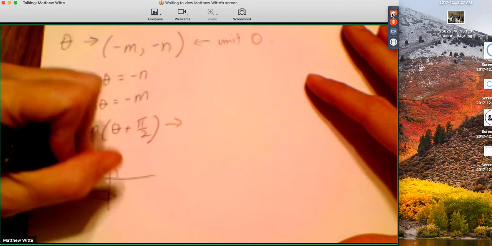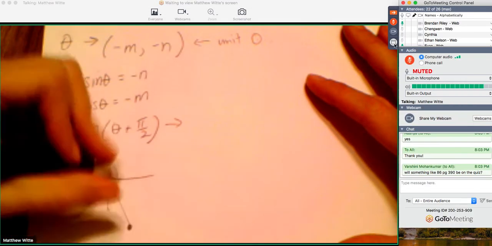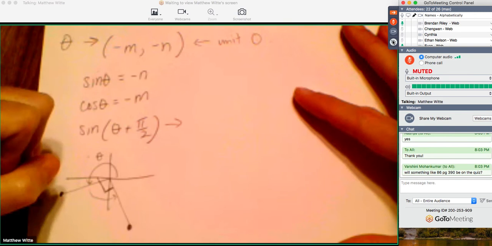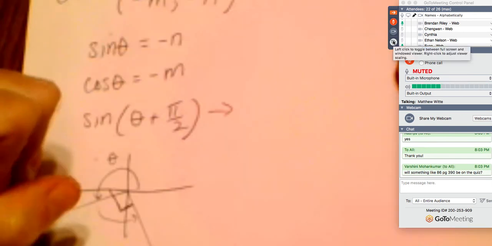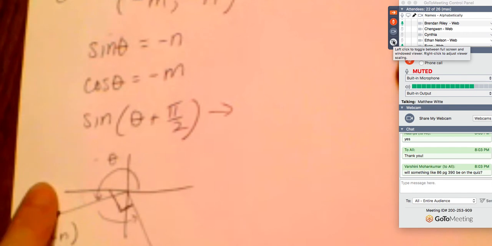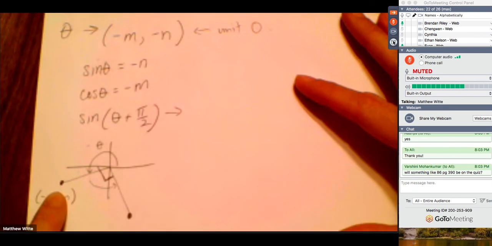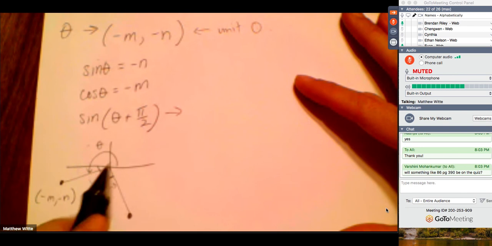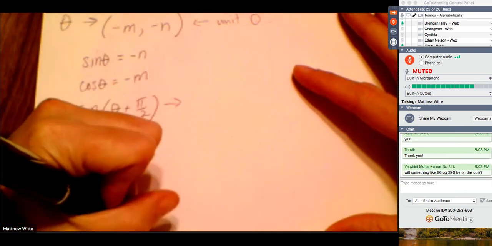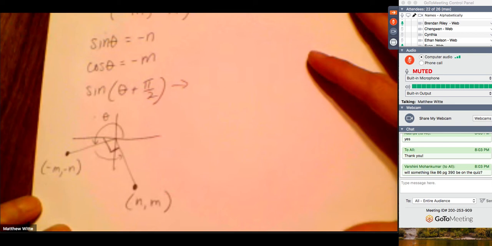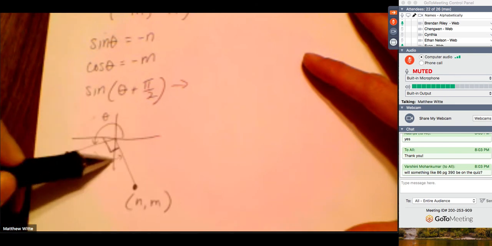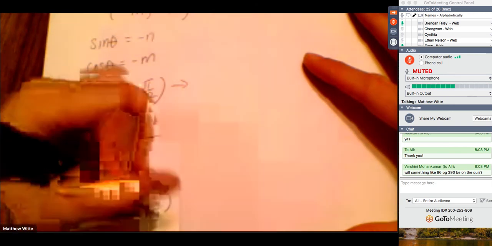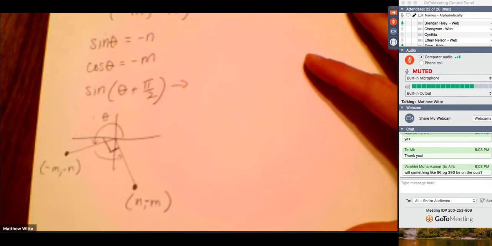So I'm adding pi over 2, and pi over 2 is 90 degrees. What happens is that the distances you move along the x-axis and the y-axis get flipped. Now you're moving the y distance along x and the x distance along y, so you're actually swapping these. And we've moved into the fourth quadrant, so we're at the positive and negative. So the sine of theta plus pi over 2 would be negative m.